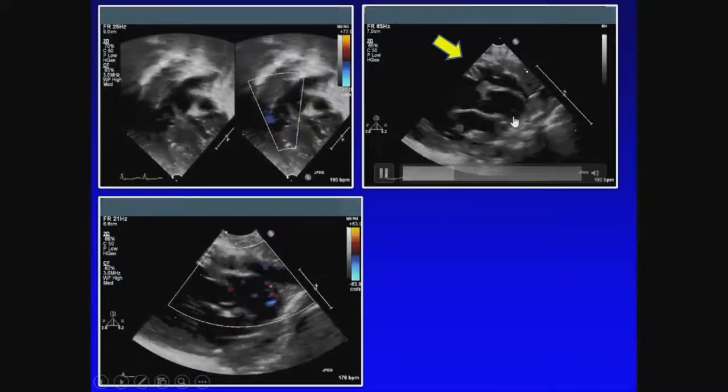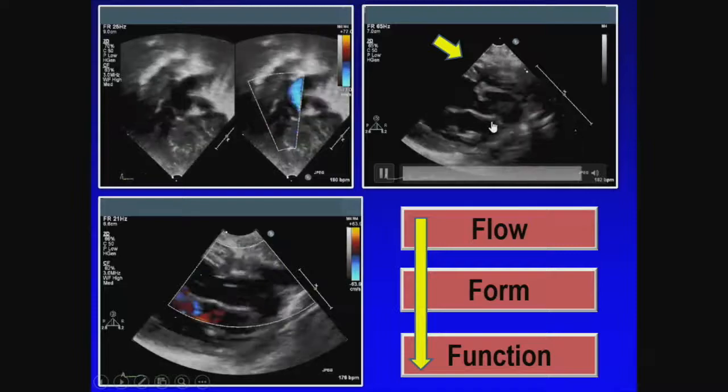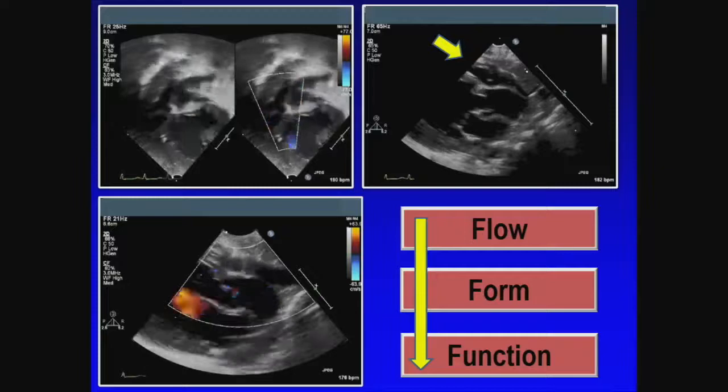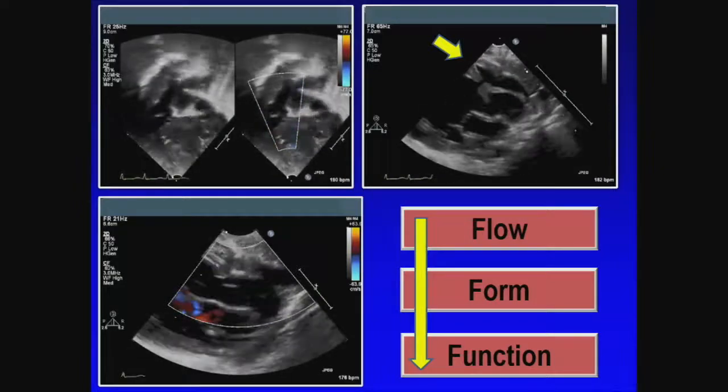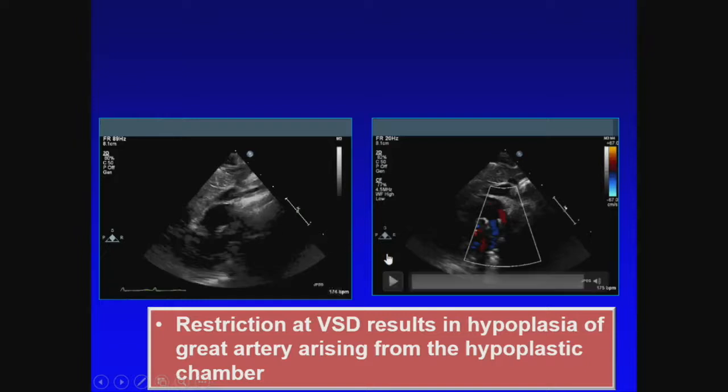What do you suspect? This. The 3 Fs, the rule of 3 Fs: form, flow, function. So if there is less flow, the formation of that chamber is small and the function is reduced. So essentially what this patient had was an interrupted aortic arch, okay? I'm not sure why this is not looping, but this is an interrupted aortic arch. So the artery that is arising from that smaller chamber is going to be small. So if it is pulmonary artery, think about pulmonary stenosis. If there's aorta, think about coarctation or interrupted aortic arch, right?